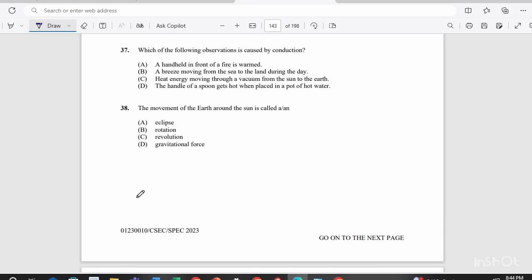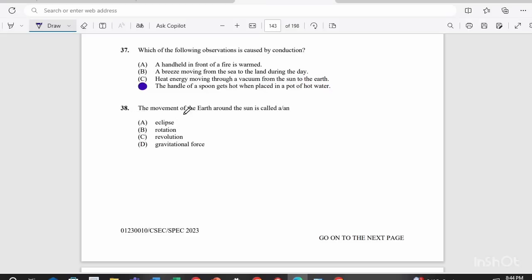Question 37. Which of the following observations is caused by conduction? Is it A, a hand held in front of a fire is warmed, B, a breeze moving from the sea to the land during the day, C, heat energy moving through a vacuum from the sun to the earth, or D, the handle of a spoon gets hot when placed in a pot of hot water? The answer there is D.